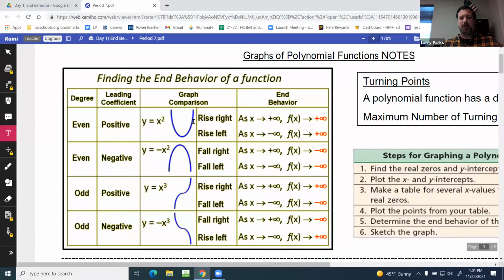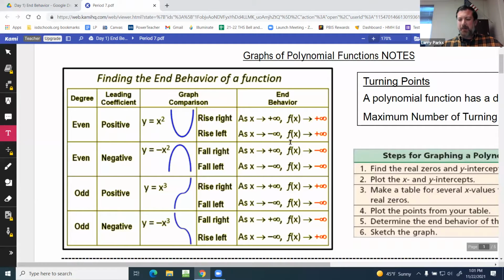And so we call this a parabola. It looks just like x squared. If someone were to ask me, I would say on the left side, it opens up, and then on the right side, it opens up. So we would say it rises on the right, rises on the left.